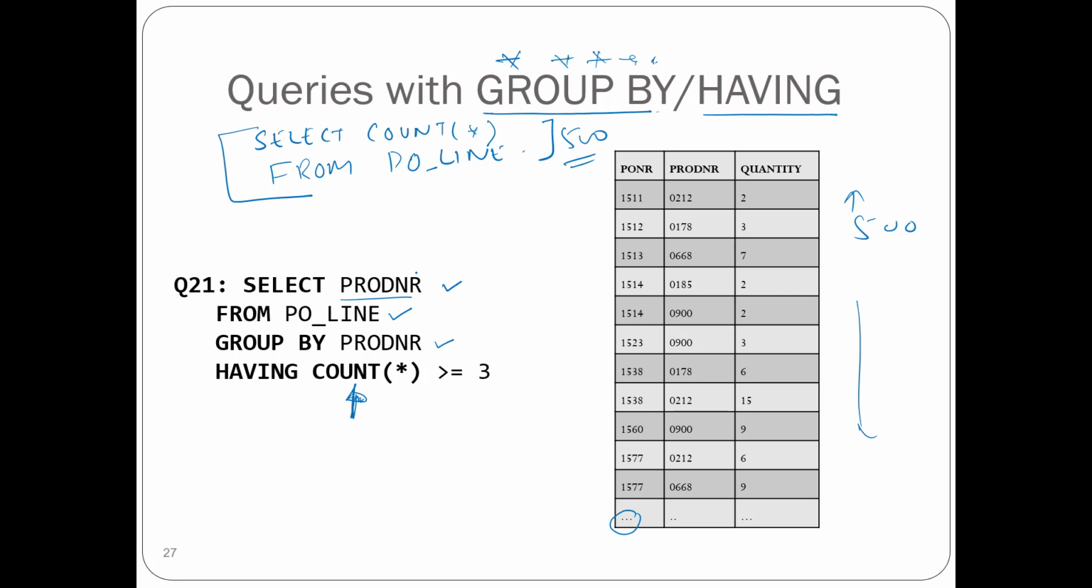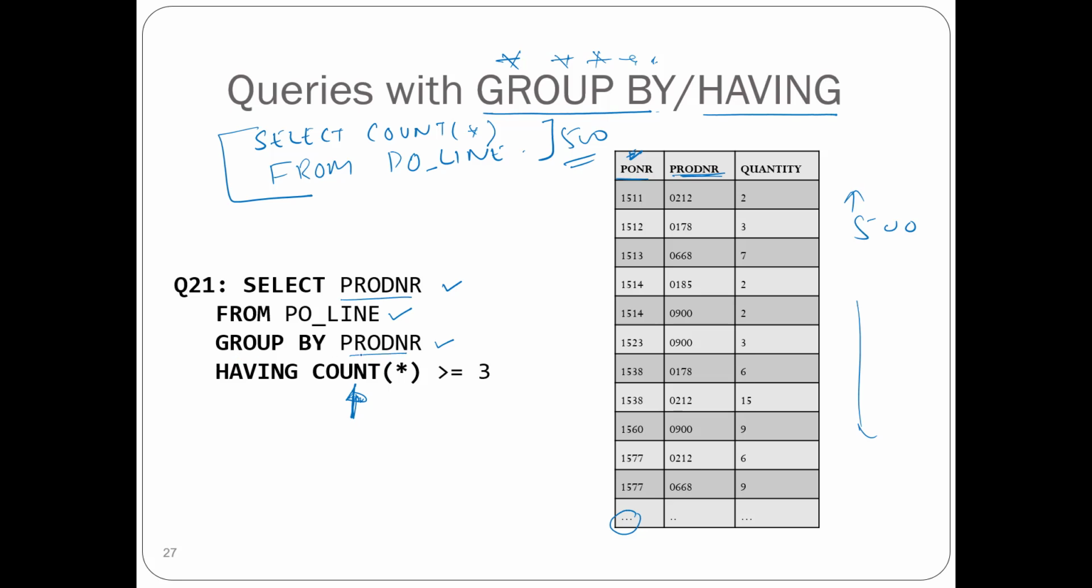Select prod nr, right? Good. From PO line, so this is purchase order line, and PO nr is one of the columns over here. Prod nr, sorry about that, not PO nr, we want prod nr. PO NR is purchase order number and prod NR is product number. Okay, so we want to select product number from this table, which is PO line, but after that we are saying group by prod NR.